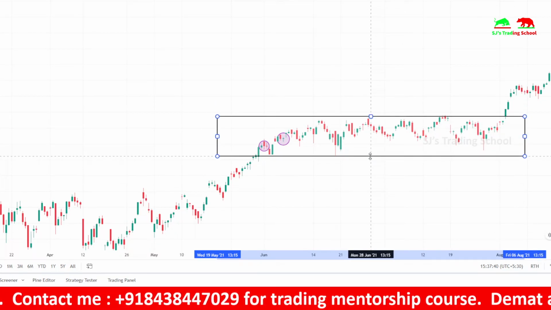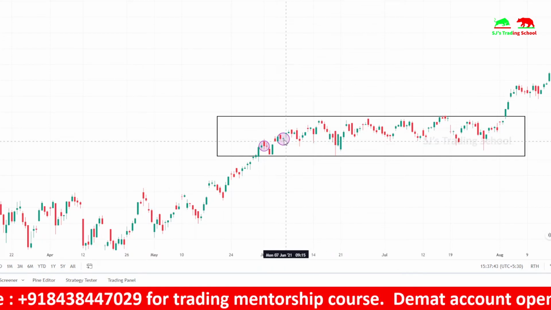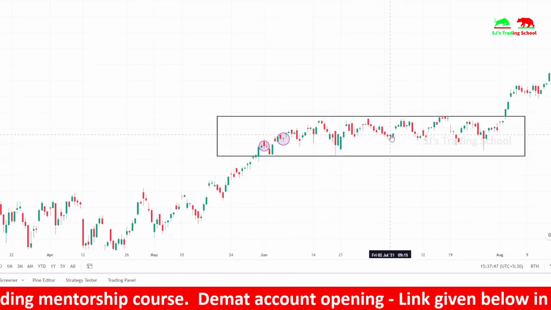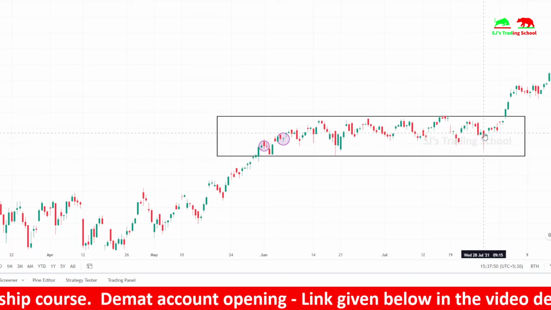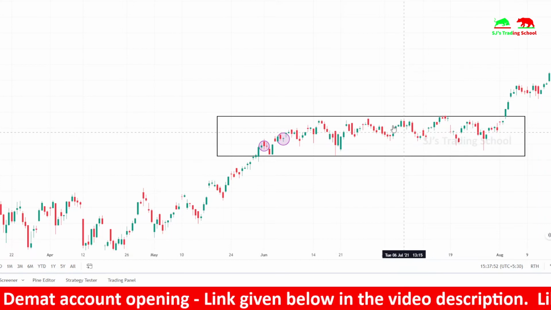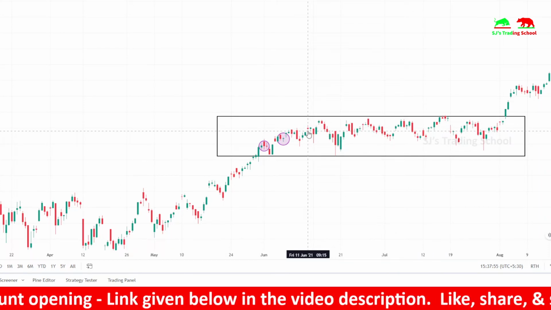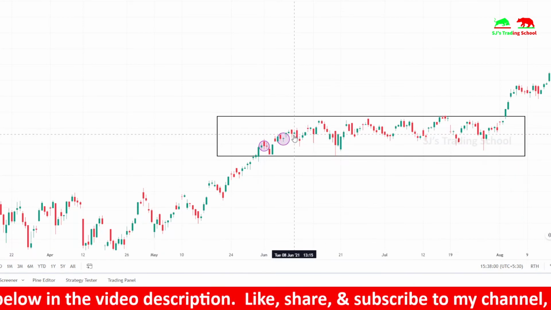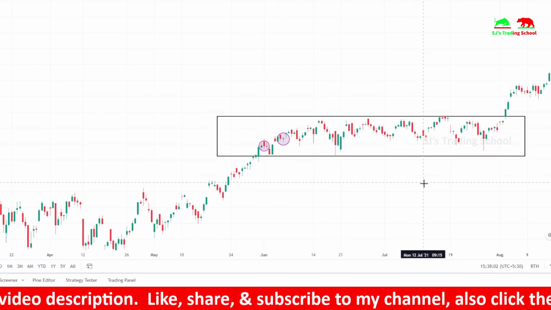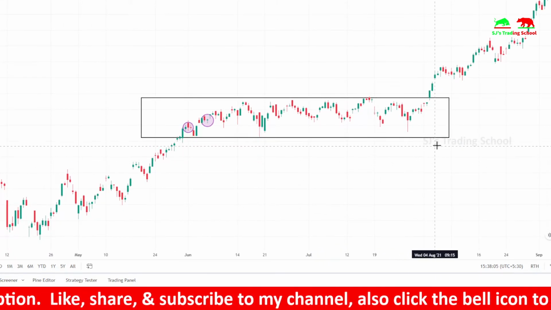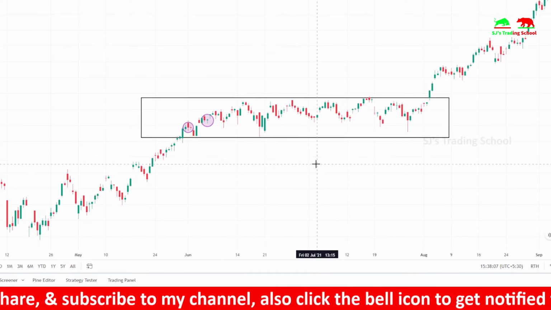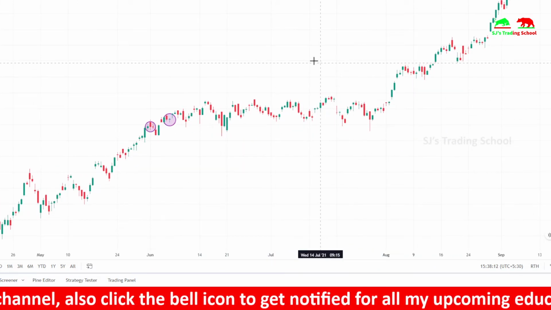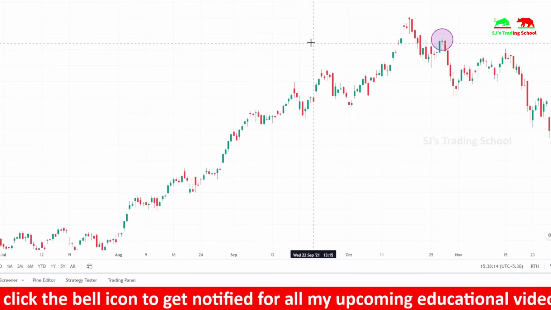You see, many dojis are formed here. Sorry, this is the dragonfly doji, and where is the gravestone doji? This is the gravestone doji, and here is the long-legged doji, and this is the long-legged doji. This is the normal doji. So many are formed here. Even you see what I told. These are the places where the doji occurs. So this is what the candlesticks are about.